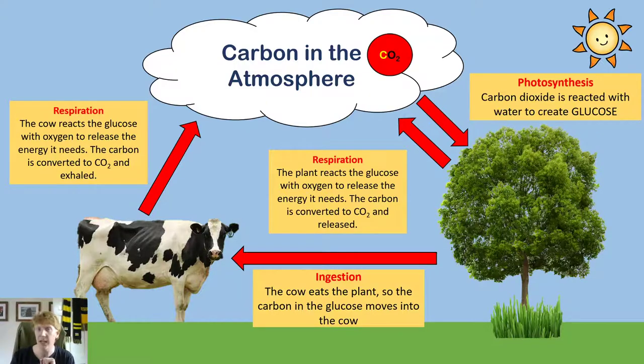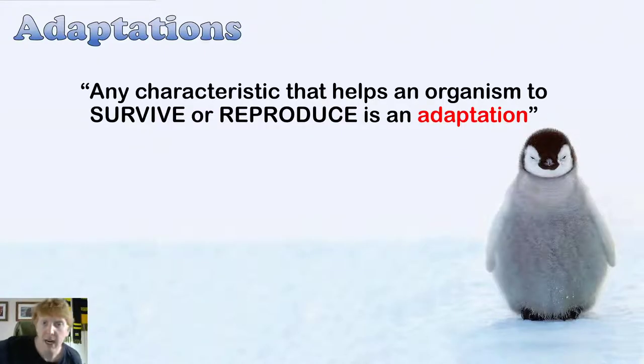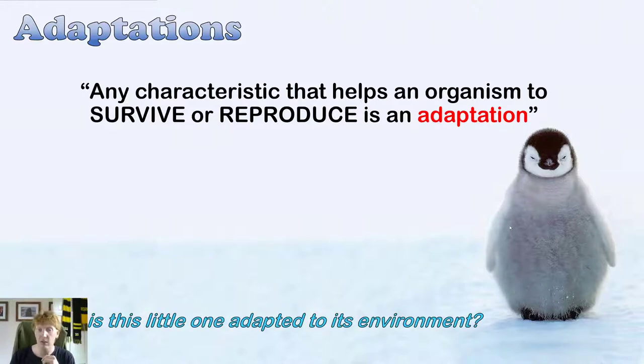All right, next part. Adaptations. So an adaptation is any characteristic that helps an organism to survive or reproduce. So for example, let's have a look at this little fella over here. How is he, or she, adapted to its environment? And you might think, all right, okay.